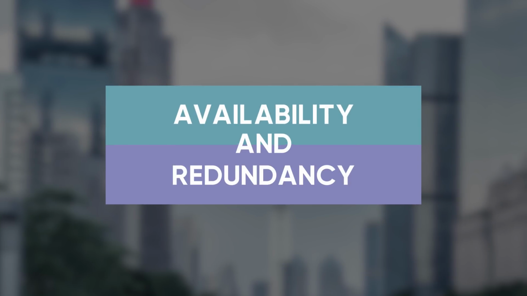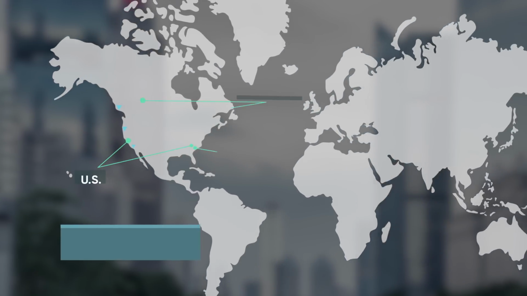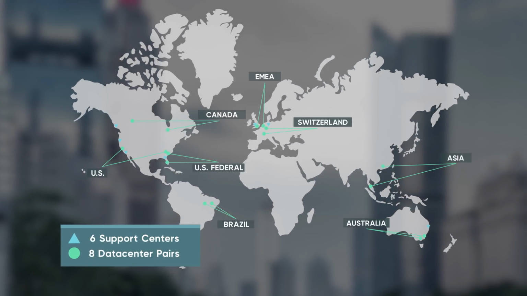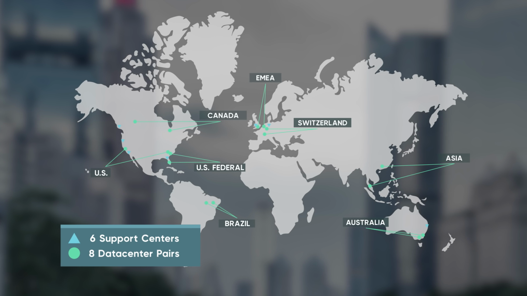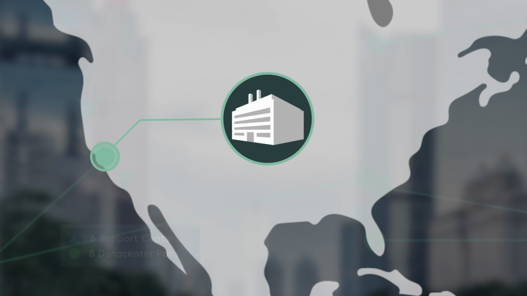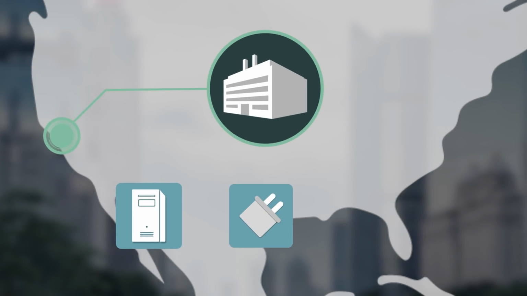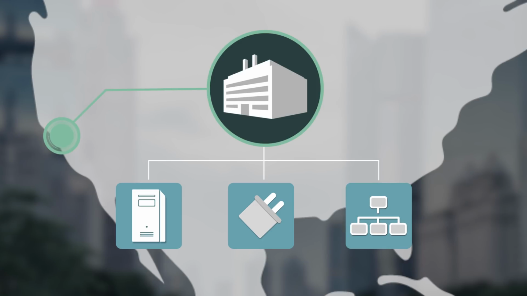Now let's look at availability and redundancy. All ServiceNow global data centers are paired with another data center to provide redundancy with failover support. ServiceNow provides near-perfect availability with redundancy built in at every layer of our cloud, including redundant devices, power, and paths across all network and server infrastructure.